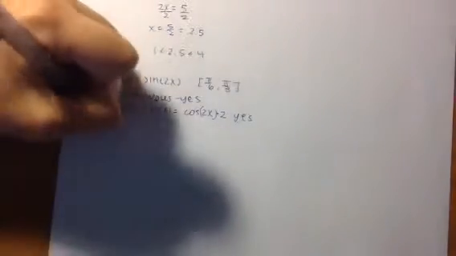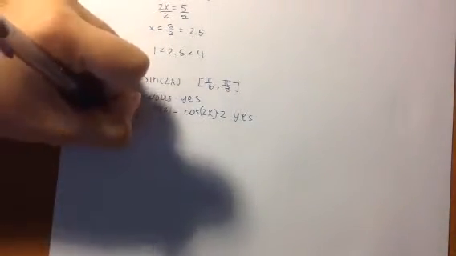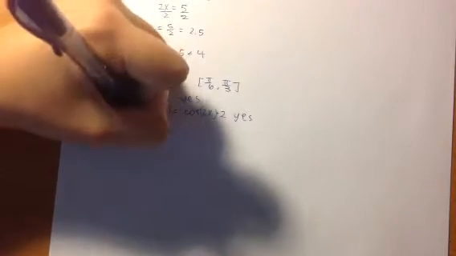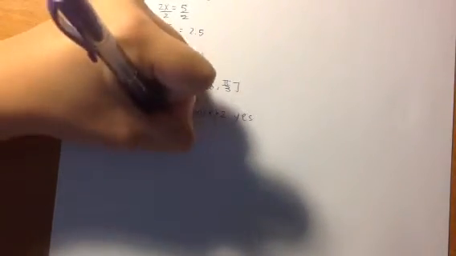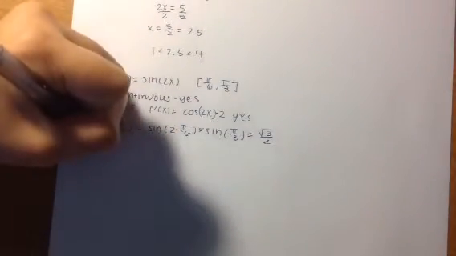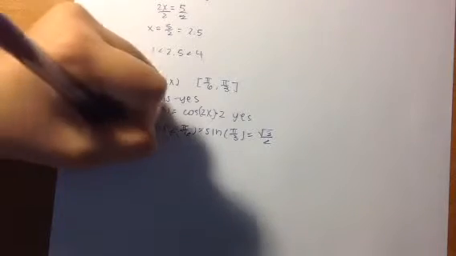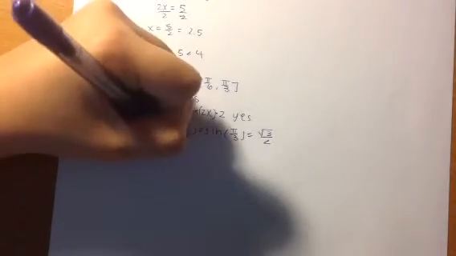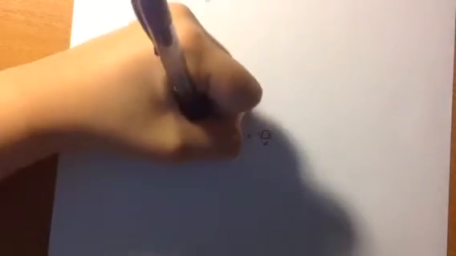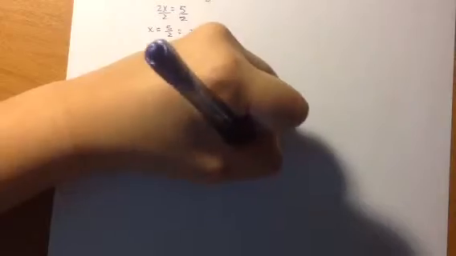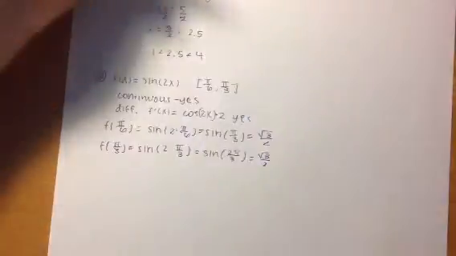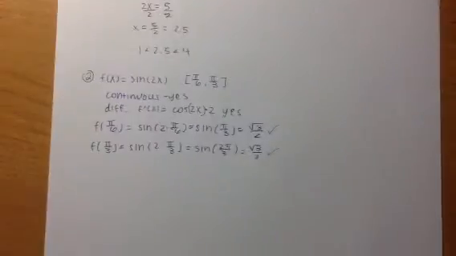So yes, and also we are going to check if f of a is equal to f of b. So we are going to do f of pi over 6, which is equal to sine of 2 times pi over 6, which is equal to sine pi over 3, which is equal to square root of 3 over 2. And then f of pi over 3 is equal to sine of 2 times pi over 3. That is equal to sine 2 pi over 3, and sine 2 pi over 3 is also square root of 3 over 2. So f of a is equal to f of b.